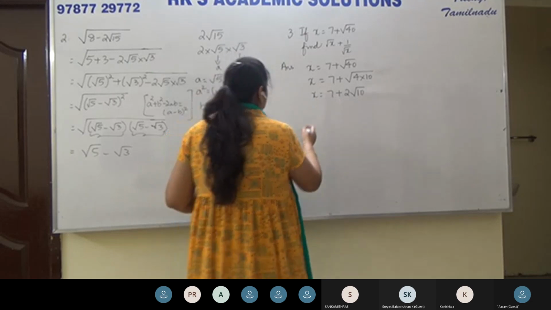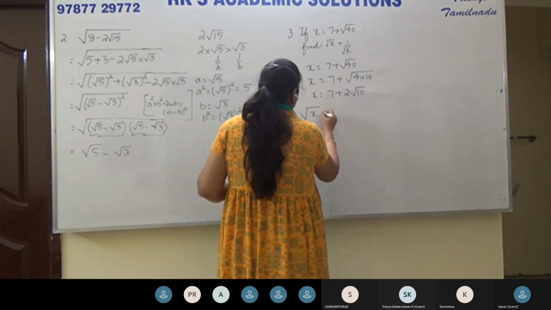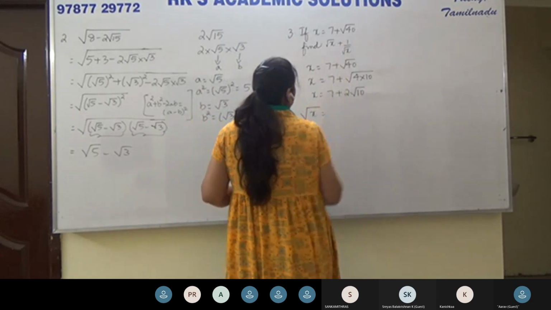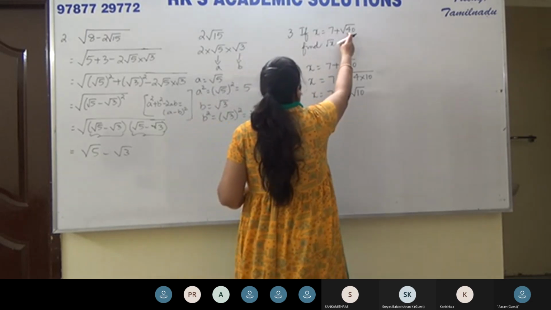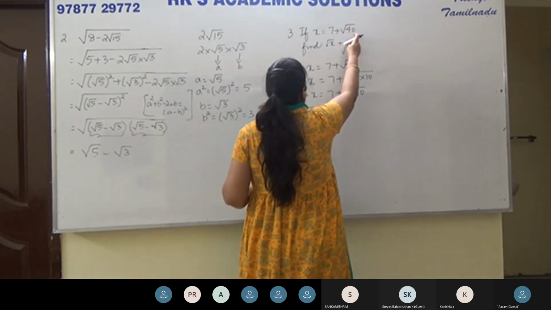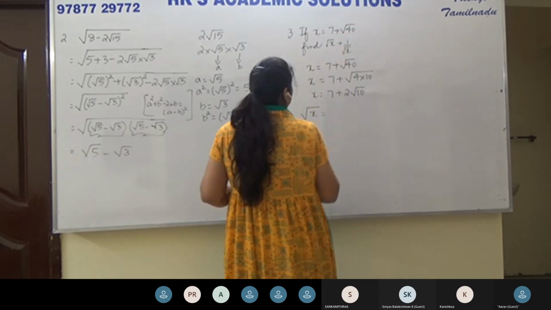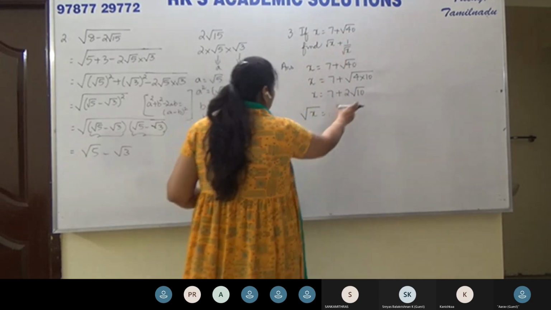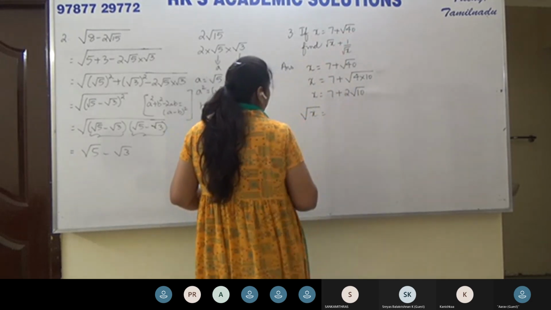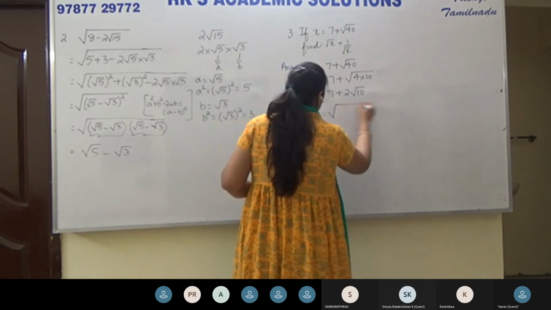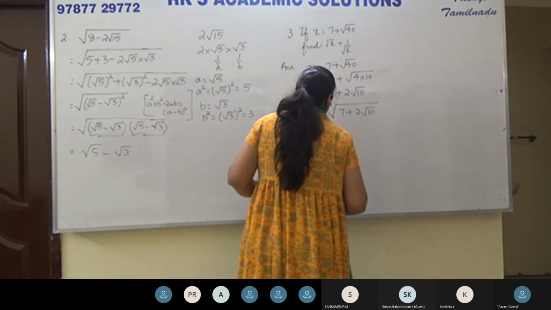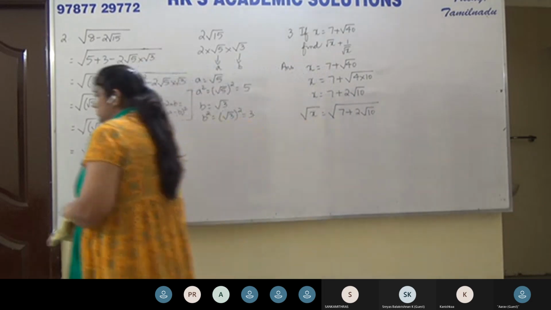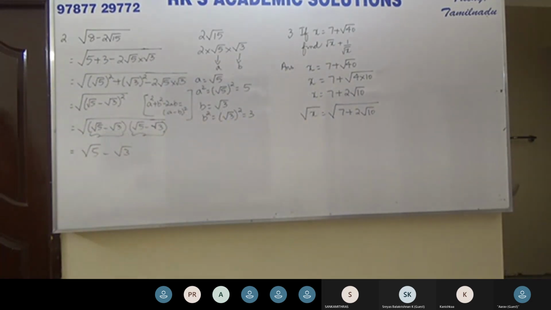Now let's find root x. We need to find the value of root x plus 1 by root x, given the expression for x. Let's find the value of root x, which means we need to find the square root of 7 plus 2 root 10. Go with that, children. All of you find out root x.